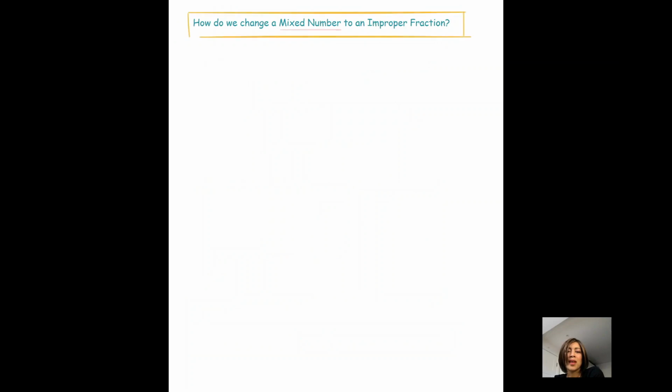Now, how do we change a mixed number to an improper fraction? Let's have a look at a step-by-step guide on how to do this. So our example here is 3 4/5, where 3 is the whole number and 4/5 is the fraction. So this is a mixed number. We want to change this to an improper fraction.